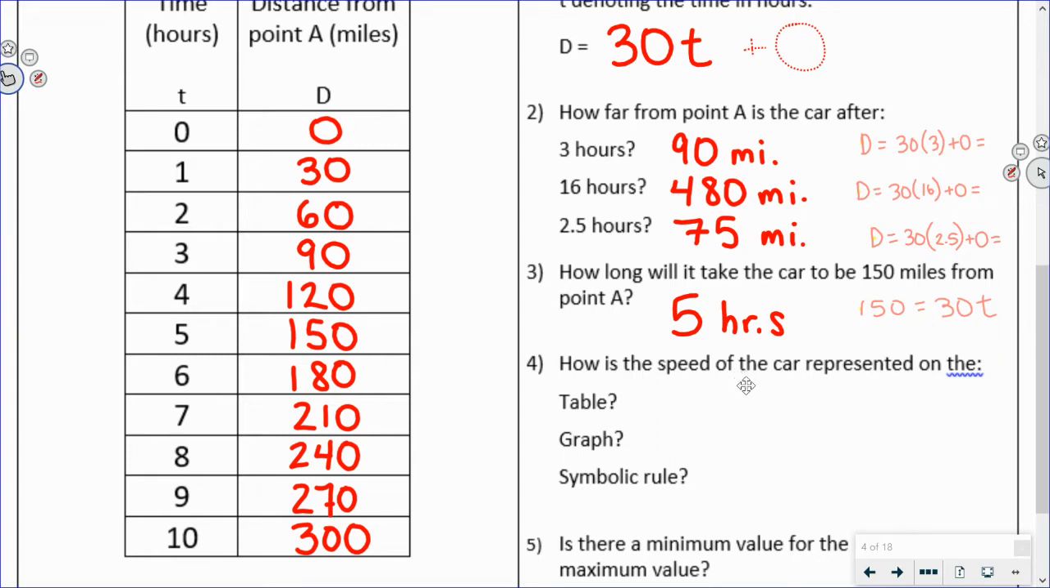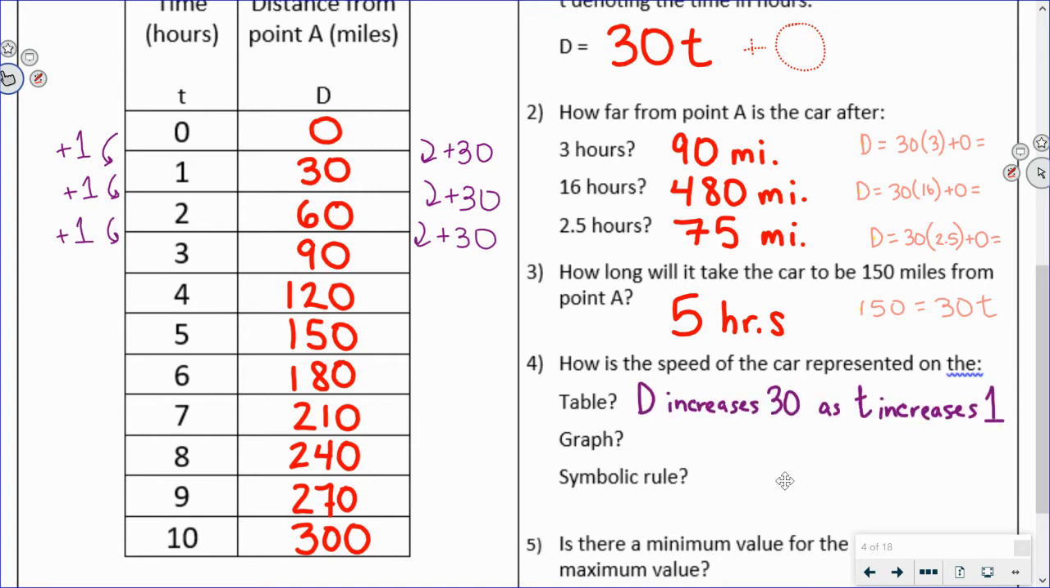Let's go ahead and analyze a little deeper. What is the speed of the car and how is it represented on the table? Well, we know the speed is 30. And on the table, we see it goes up 30 miles for 1 hour and another 30 for the next hour and another 30 for the next hour. So that's really what we're going to say. We're going to say that d, distance, increases 30 as t goes up 1.